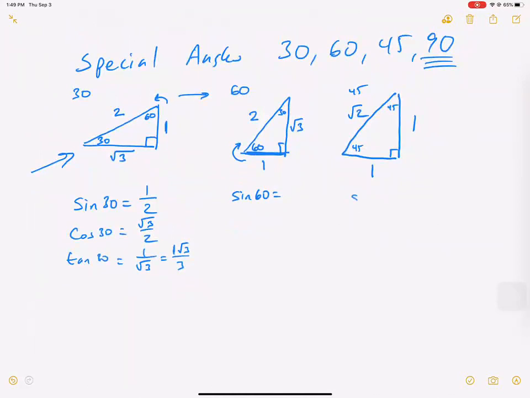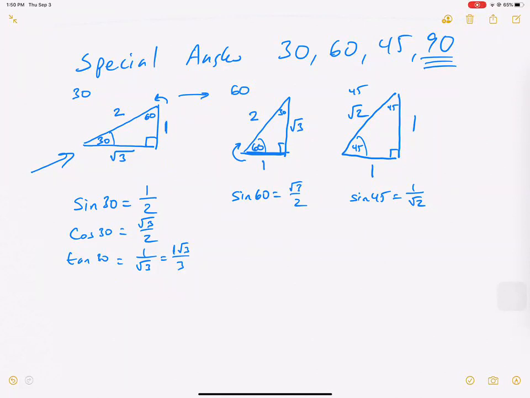You can do the same thing for all this stuff. For 45, opposite is 1, hypotenuse is square root of 2. This was square root of 3 over 2. And that's the idea. Using these 3 triangles, you guys are going to do the second IXL, and I'm going to cut the IXL short. I'm going to make it like 40, maybe even like 30.